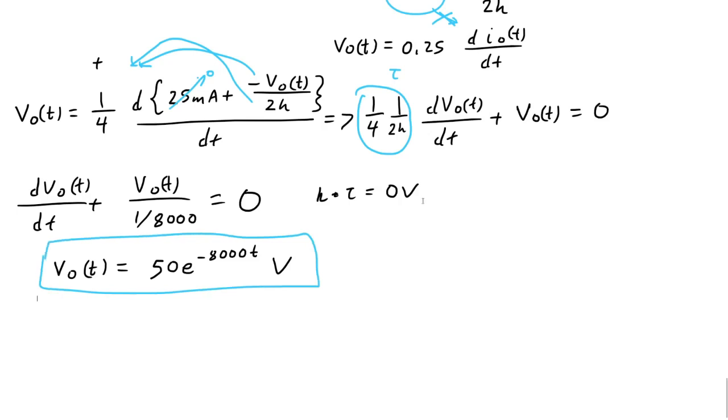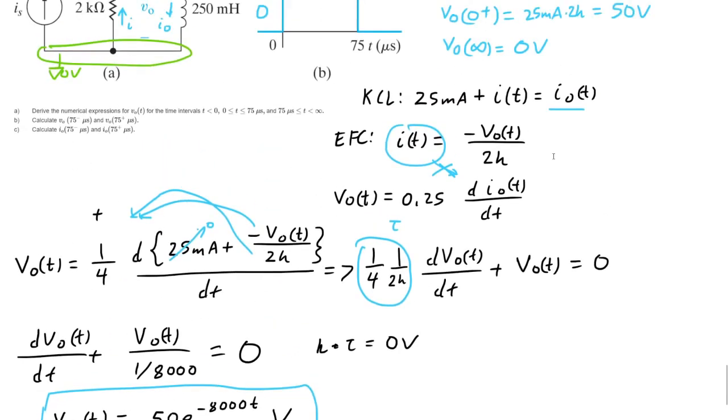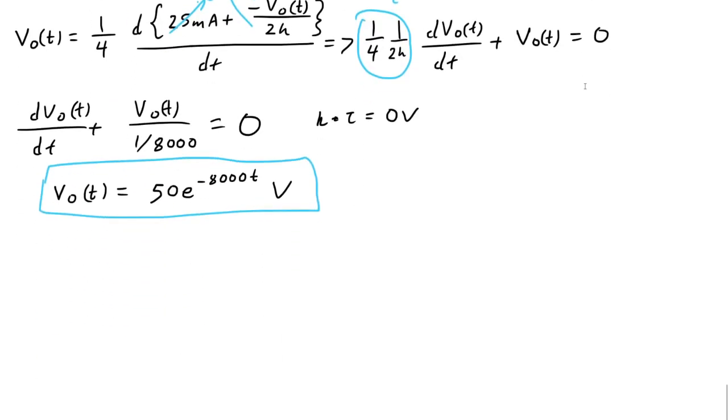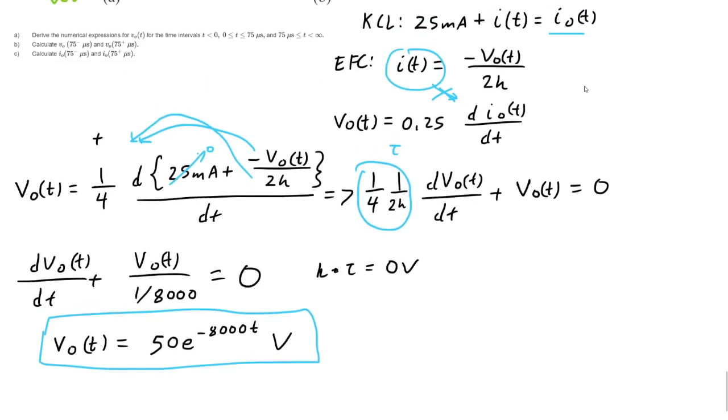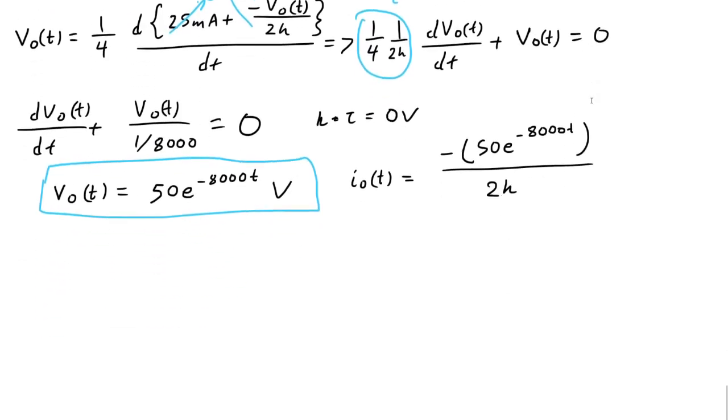Now the question asks for, I believe, Io(t), right? That's for both of them. Okay. We can get Io(t) using the equation we derived earlier. So I(t) is going to be minus Vo(t), so minus 50 e to the minus 8,000 t, divided by 2K. So I'm going to take this K, I'll just make it milliamps. So 50 divided by 2 is 25. So Io(t) is 25.